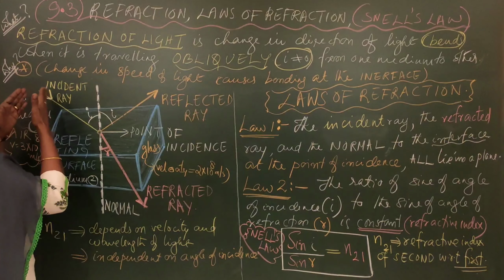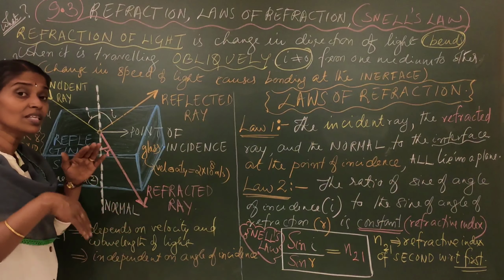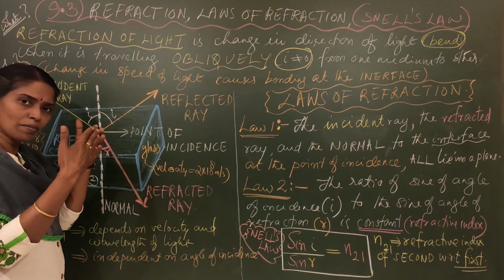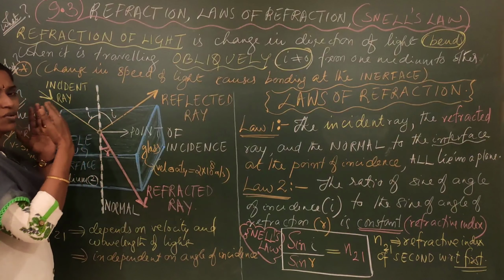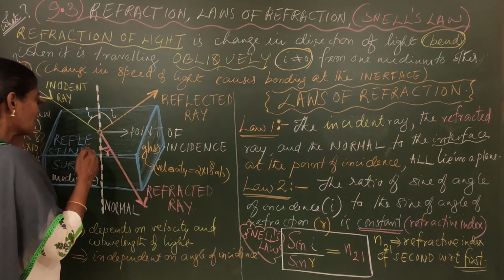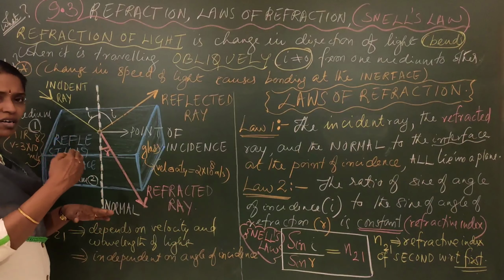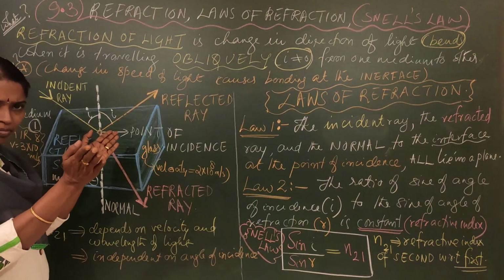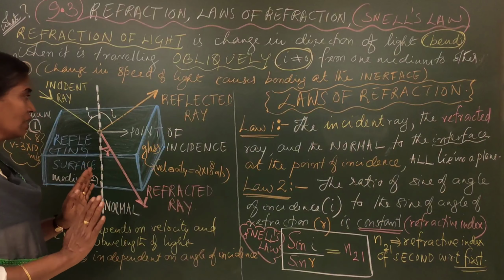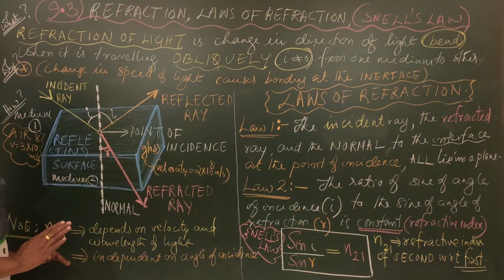So if we are coming from the pocket road to the national highway, you will go down with the speed. The reverse: when you are coming from the national highway to the pocket road, you can increase speed. So that's the reason. When it is coming from rarer to denser, it bends towards the normal. When the reverse, it bends away from the normal. So three things we have answered: what, why and how.